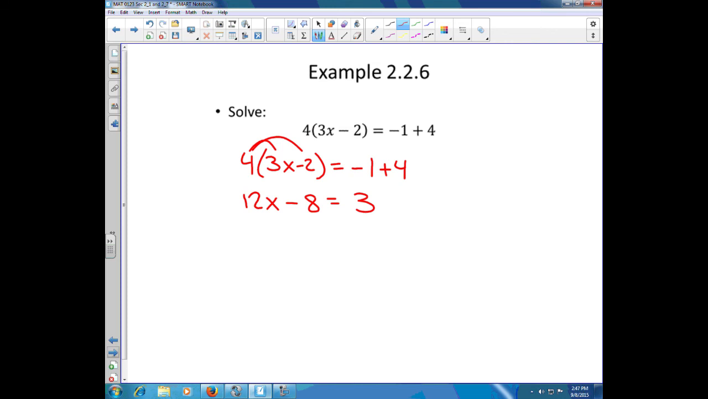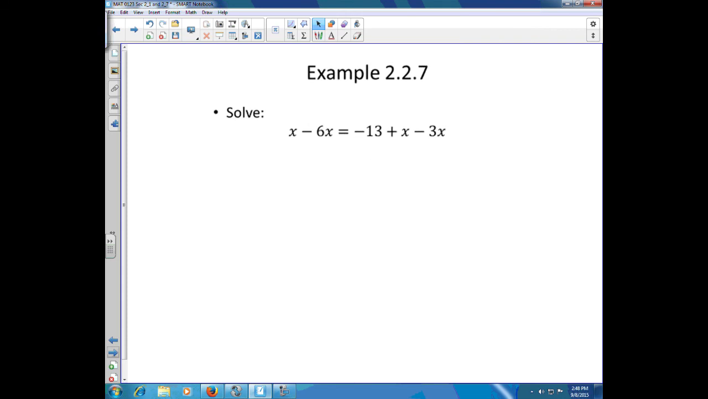Now we use that additive property. We've got only x's on the left-hand side. We want to move numbers to the right-hand side. And so we're going to add 8 to both sides. And so 12x is equal to 11. And then finally, to get x by itself, we're going to divide both sides by 12. 12 divided by 12 is 1, and we're left with 1x equals 11 over 12.